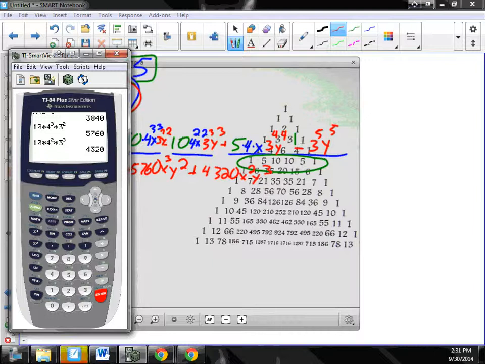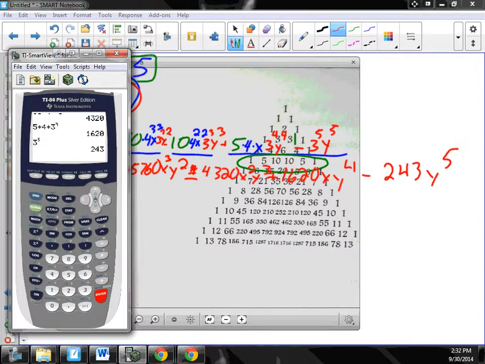Did you do 10 times 4 squared times 3 to the 3rd? And then 5 times 4 times 3 to the 4th. And then it's going to end with 3 to the 5th. So minus, oh sorry, this one was supposed to be minus, plus 1620 xy to the 4th minus 243 y to the 5th. Then you can do everything. Okay.